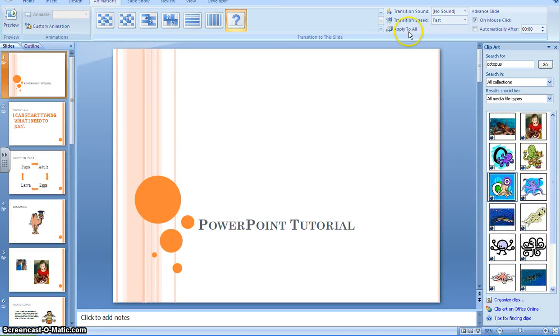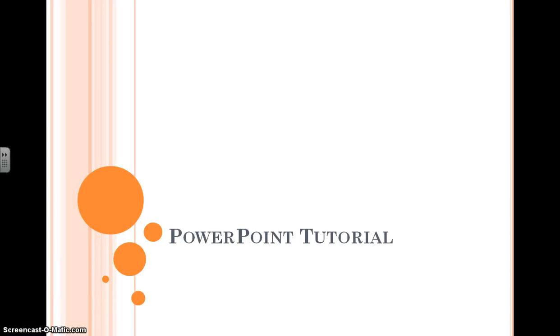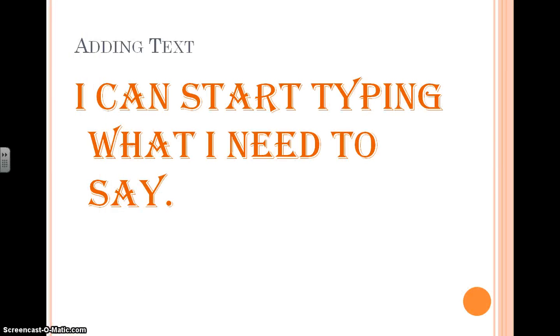However, if I know how long each slide needs to be on for, I can come over here, take off on mouse click, and I can have it automatically forward itself after a set number of seconds or minutes. So if I preview again, this is set up on a 3-second automatic forward. That way when I'm giving a presentation, I can still be talking about each slide.